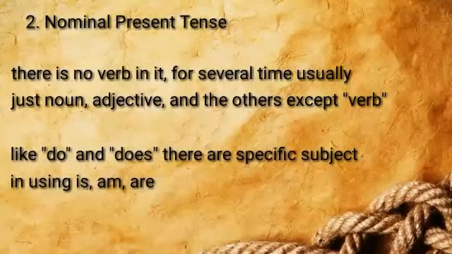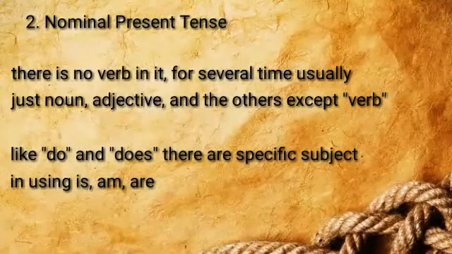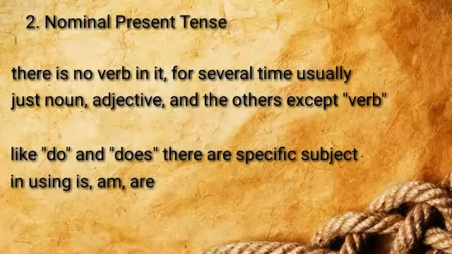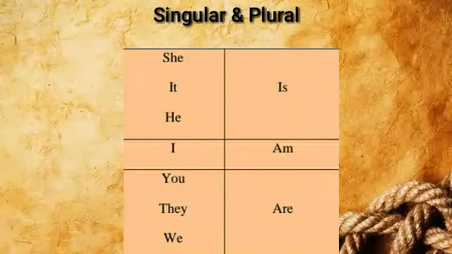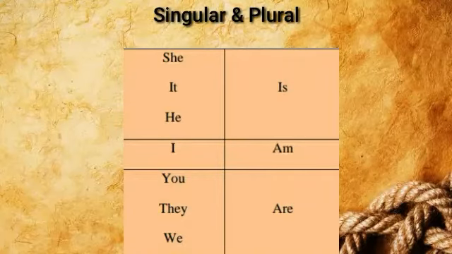Also like do and does, there are specific subjects in using is, are. For singular subject like she, he, it, using to be, is. While for plural subjects such as you, they, we, used to be are, and I used to be am.